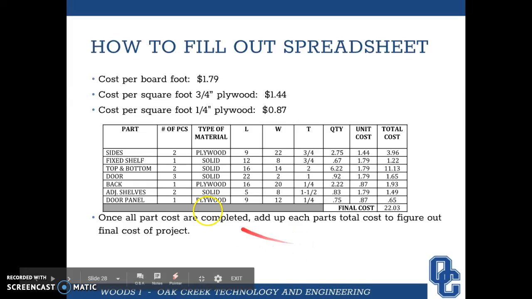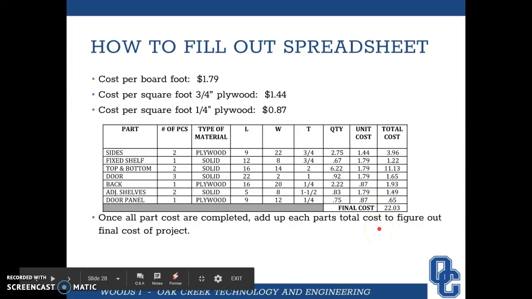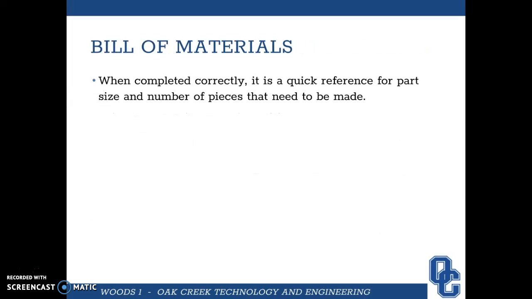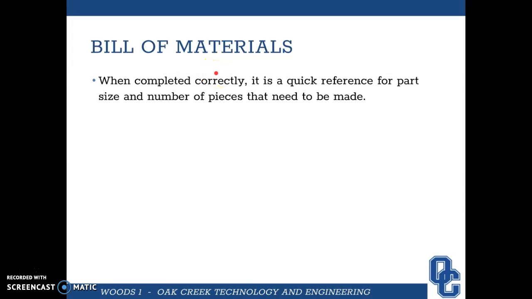So we can see here, for this particular project that we are going to be working on, it is going to cost us $22.03 in lumber material. What's great about the bill of materials is, like we talked about earlier, it is essentially a parts list for you. So when we complete our bill of materials correctly, it is a quick reference for part size and number of pieces that we need to make. This helps us keep track of what we have cut, what we have not cut, and this is going to make our lives a lot easier.